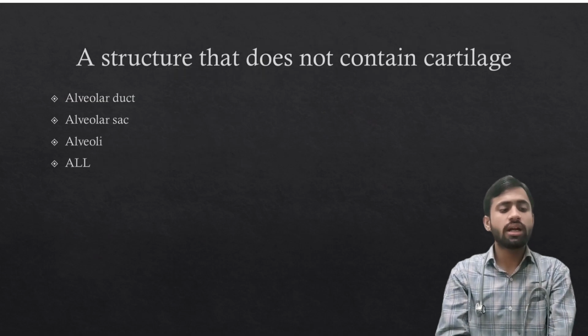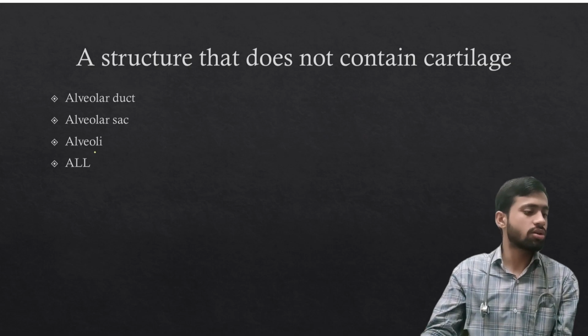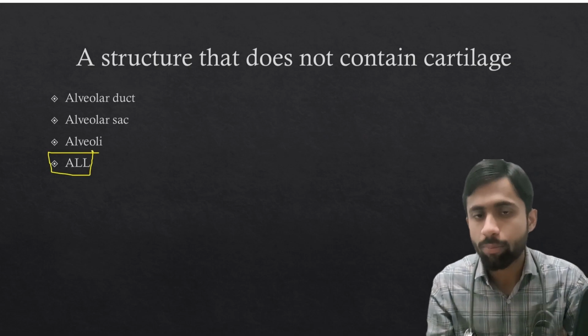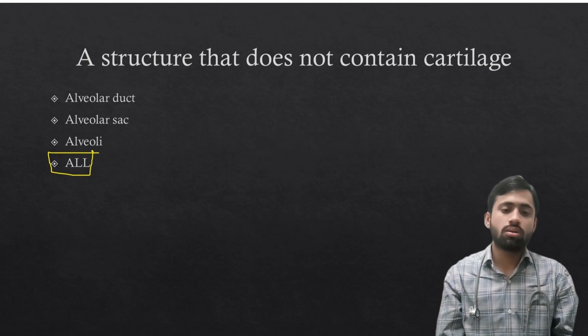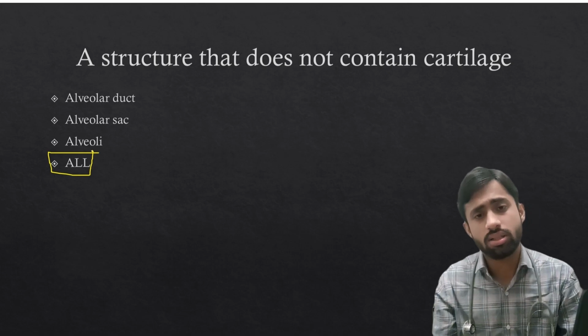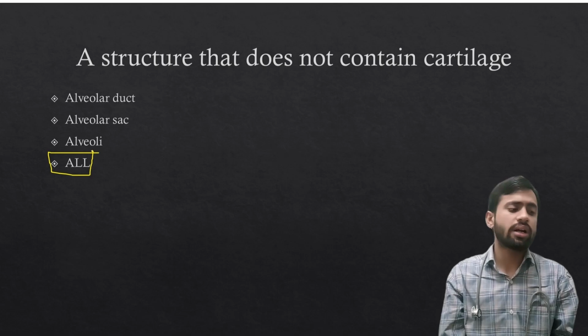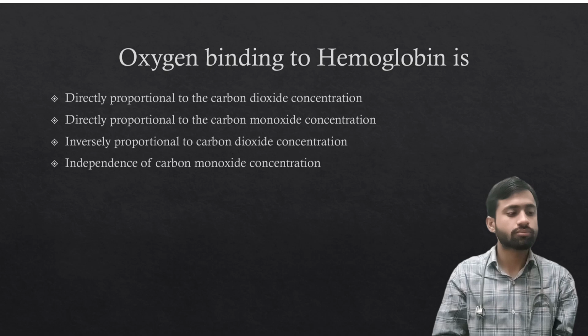A structure that does not contain cartilage. So all of these do not contain cartilage. Cartilage ends at the level of bronchi and bronchioles, which is the last stage where a piece of cartilage may be found. Alveolar duct and alveolar sac do not contain any kind of cartilage. So all is the right answer.